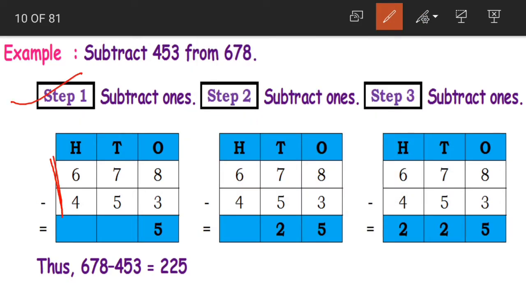First step will always be to write the numbers in their place values. Yes. Now the first step will be to start subtracting from the ones place. Now what are we having in the ones place? We are having 8 minus 3. Yes children, what are we having? 8 minus 3. 1, 2, 3, 4, 5, 6, 7, 8.